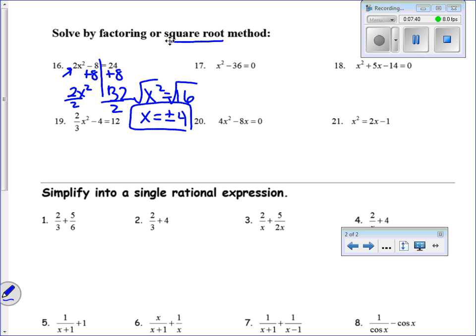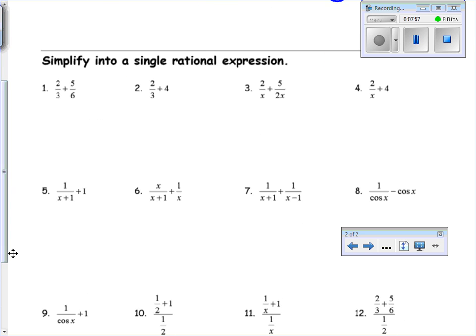Okay, the only one you can't do that for in this section is number 18, you have to factor. Number 21, you have to factor. And number 20, you have to factor. I want you to try those on your own. And then ask me questions in class if you need to on Wednesday.